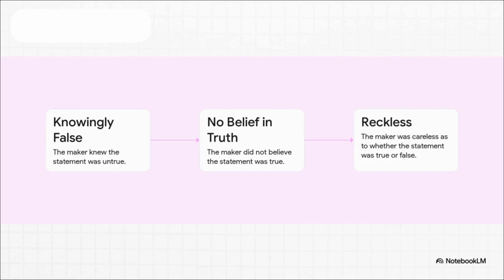So this test gives you three different paths to proving fraud. And a claimant doesn't have to prove all three. Just one is enough. You see the common thread here, right? Each one of these points to a dishonest state of mind. This isn't about just being wrong or even a bit sloppy. It's about a deliberate lie or just not caring at all if it's true or false.